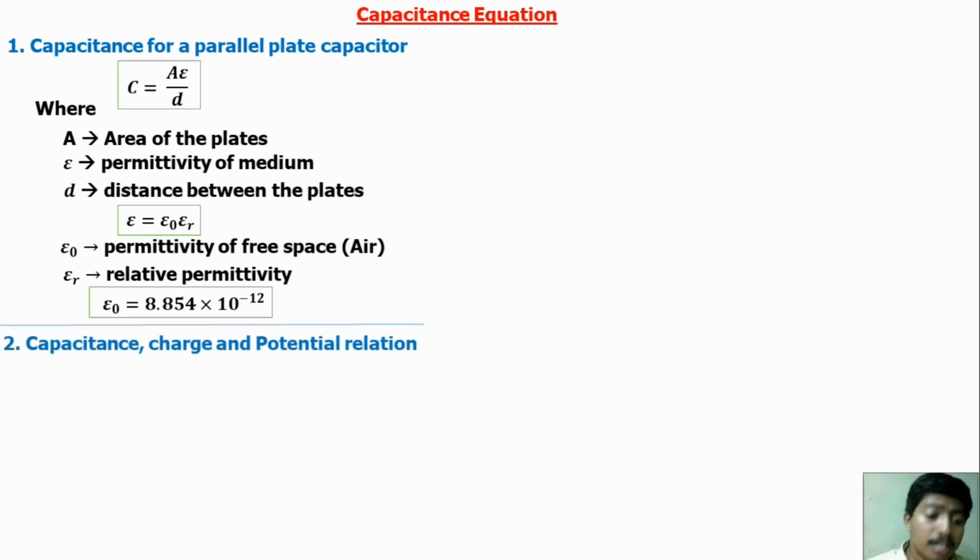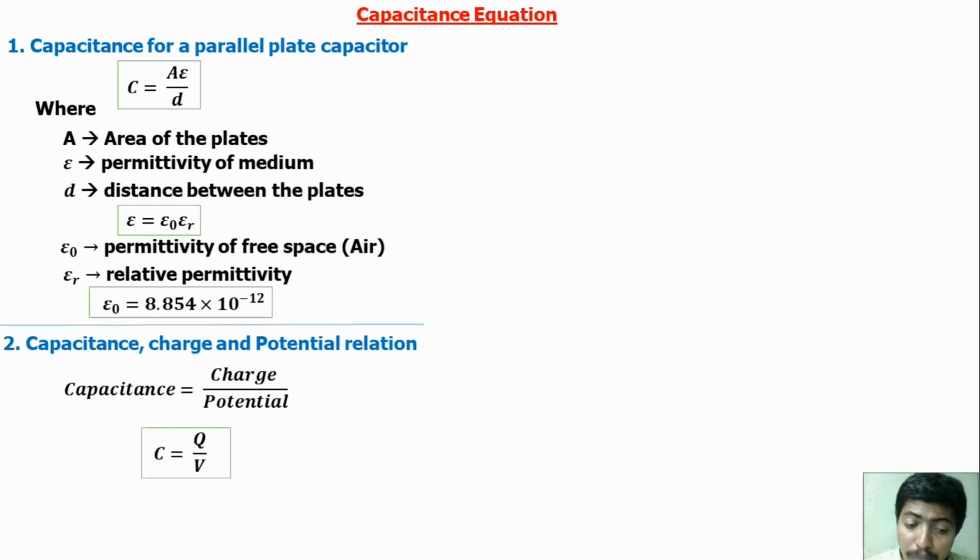The second one is the capacitance, charge and potential relation. We know that capacitance is equal to charge by potential. So C is equal to Q by V, where Q is the charge and V is the potential or voltage. This is the second formula.